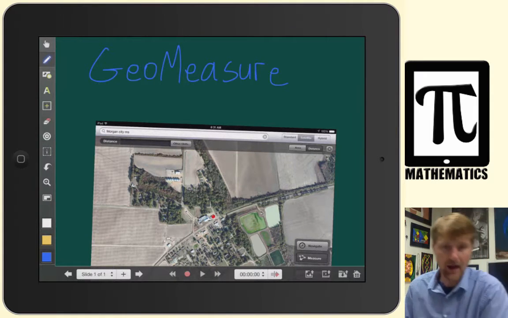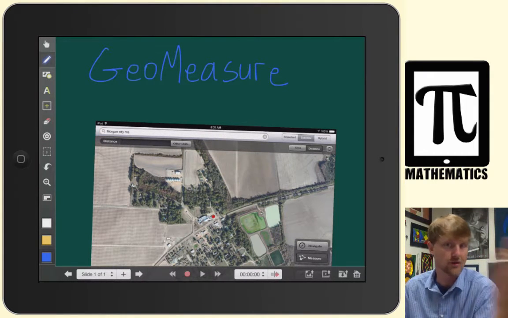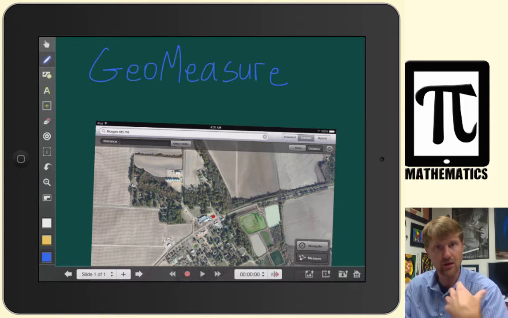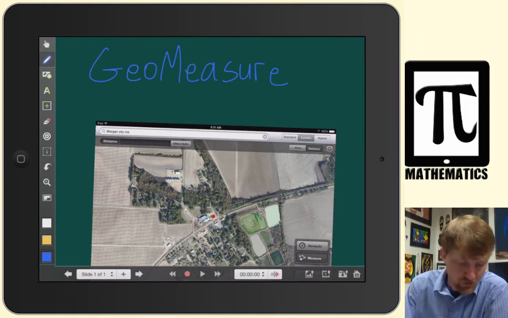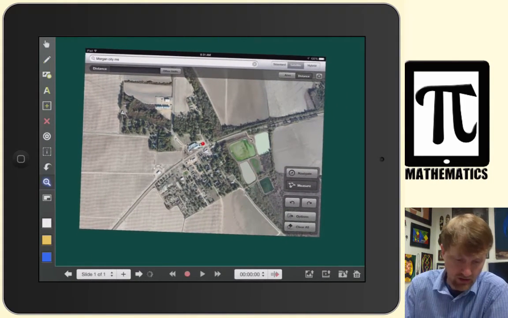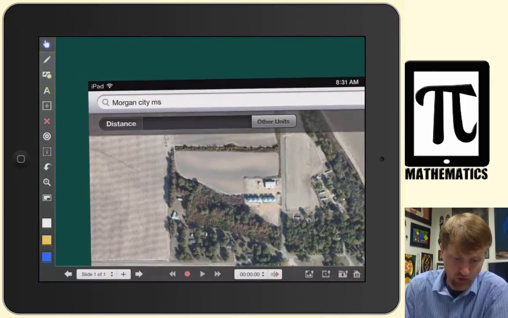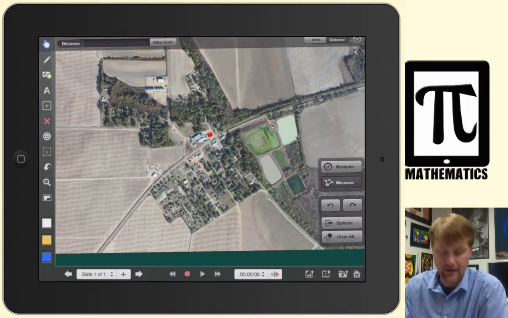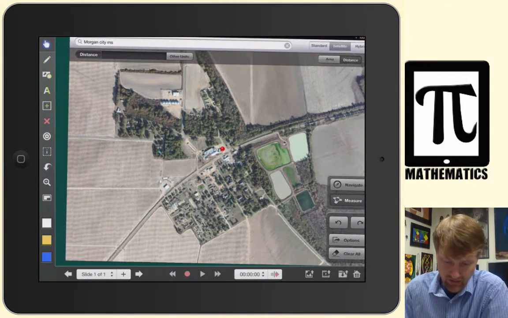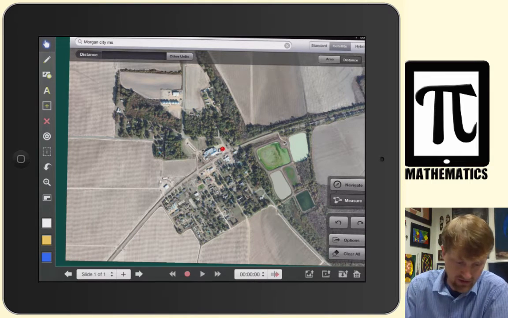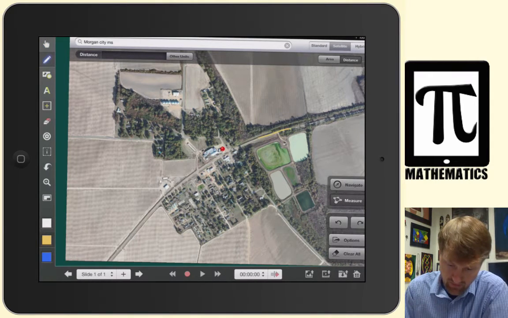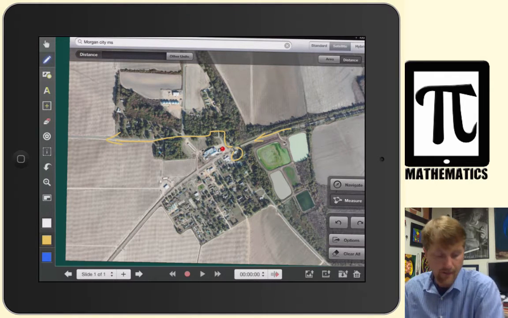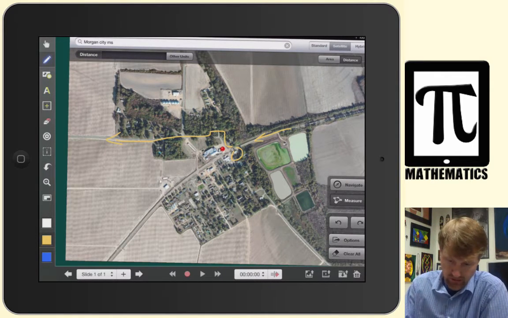The GeoMeasure app kind of takes Google Earth, Google Maps, and allows you to drop some measurements on top of it. Really useful in a mathematics classroom. So I'll take this again, and so here's Morgan City, Mississippi, on my GeoMeasure app, and so I used to work kind of right around in this area here. I'd drive in from town, and then I'd work in this area, and then we'd get on the road, kind of weave around, and then head out this way to do our summer work out on the fields.